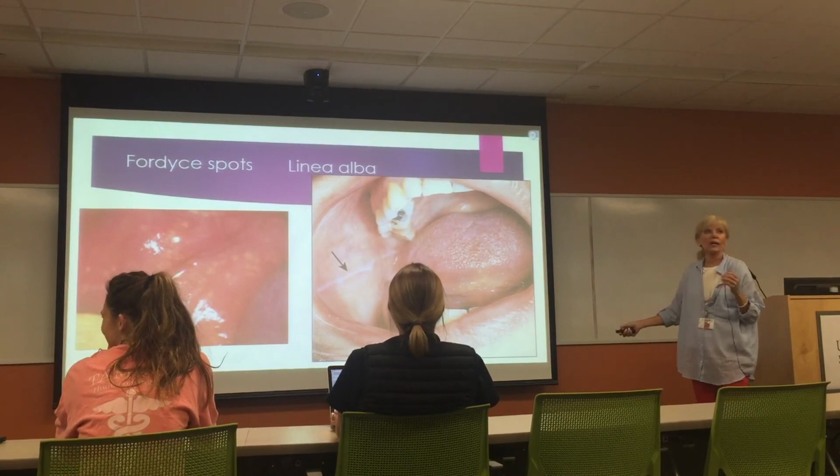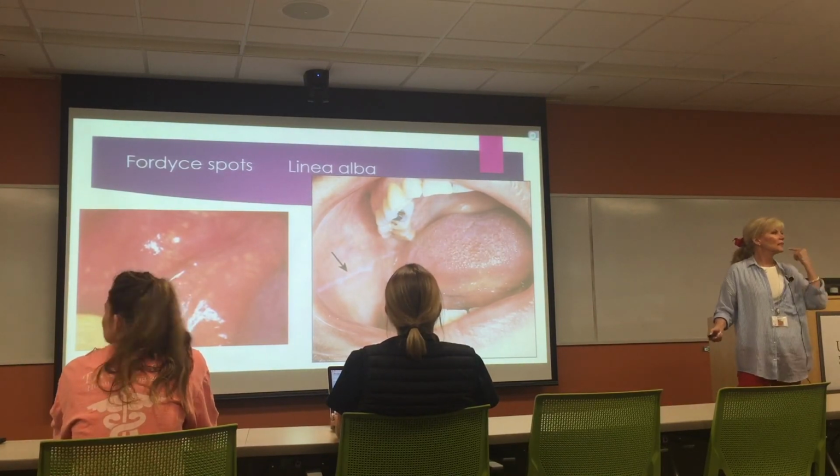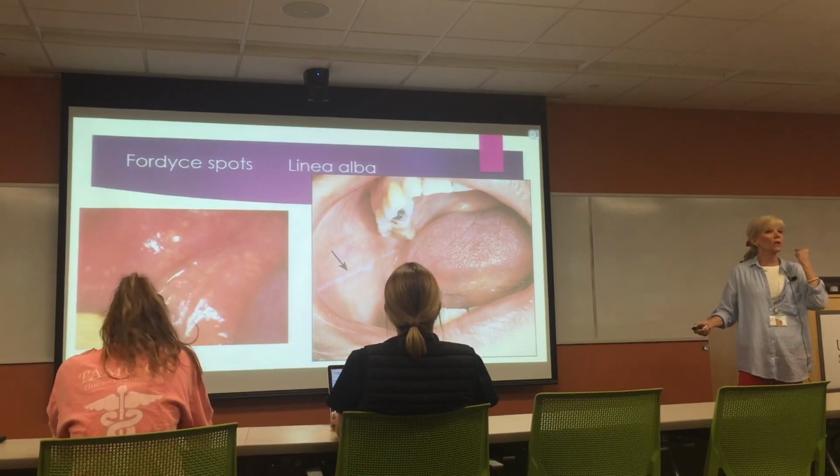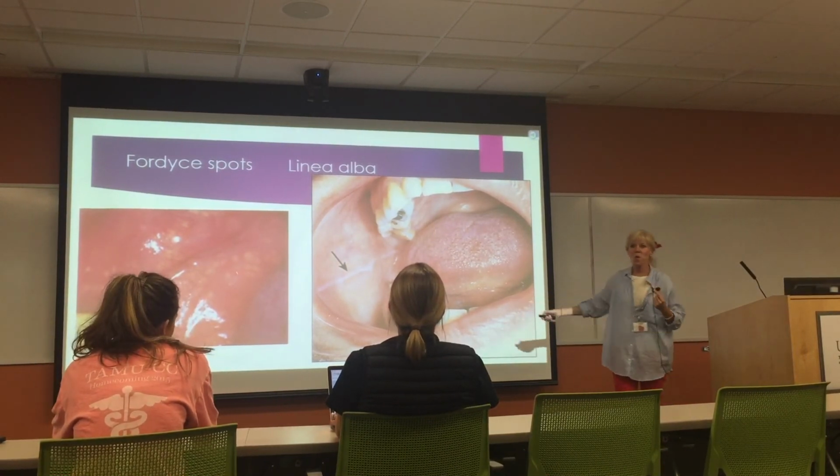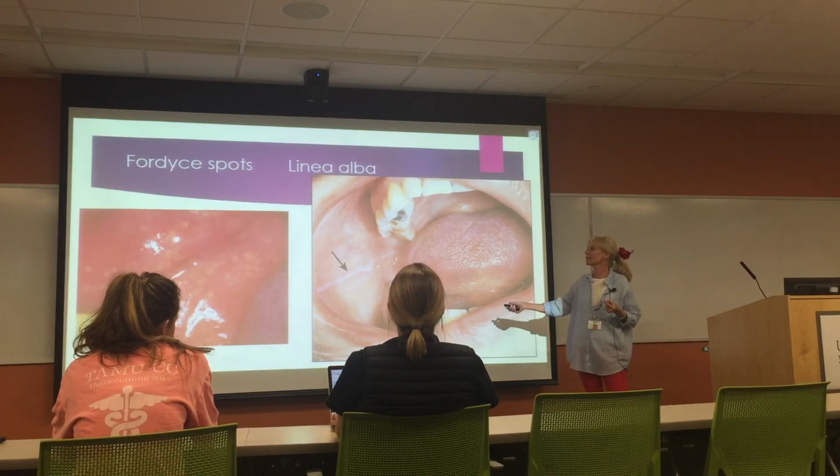It tends to be right at your line of occlusion. Would that be more heavily keratinized than the other buccal mucosa? So this is probably perikeratinized right near this line, I would guess.